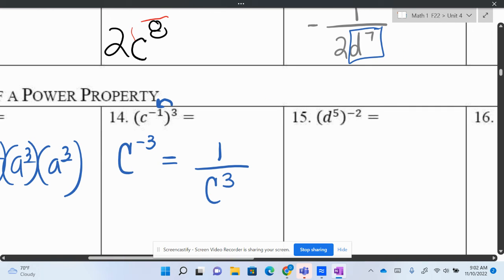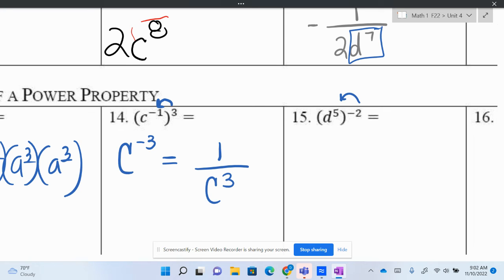Number 15, what does that become? D to the -10, which I can't leave it like that. So then I change it to what? 1 over D to the positive 10. Let's look at number 16.